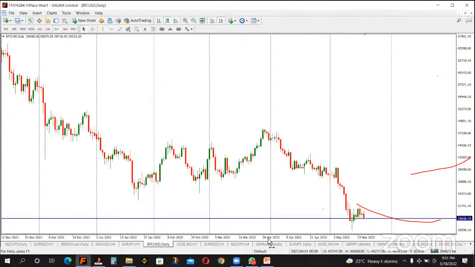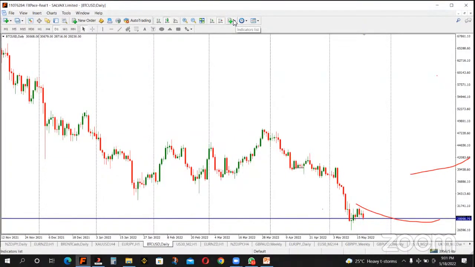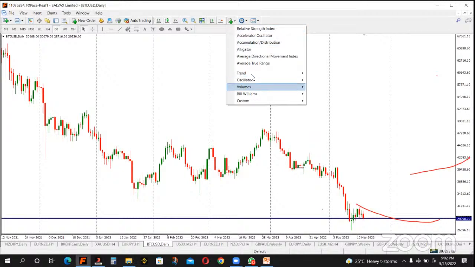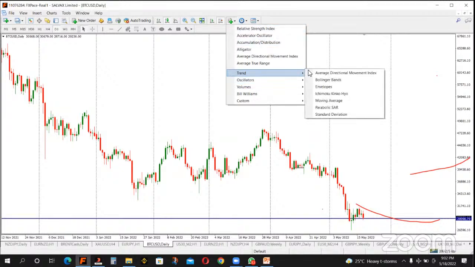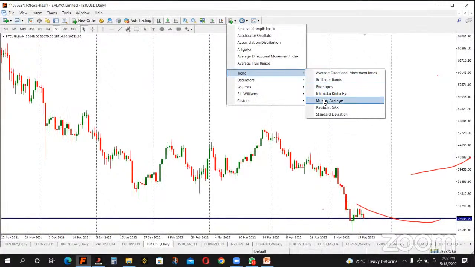Now, let us plot the moving average. If you're using a laptop, how do you plot your moving average? Come to this point where you have indicators here. If you can see my mouse here, you just click indicators. Come to trend indicator, and on trend indicator you see a drop down. Go there, you will see moving average. Click on the moving average.